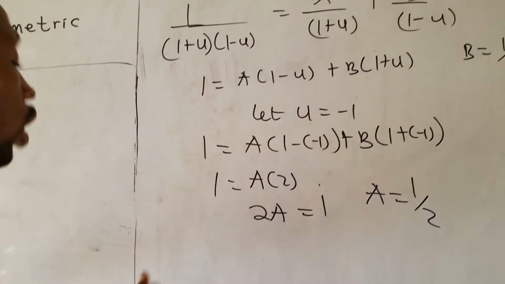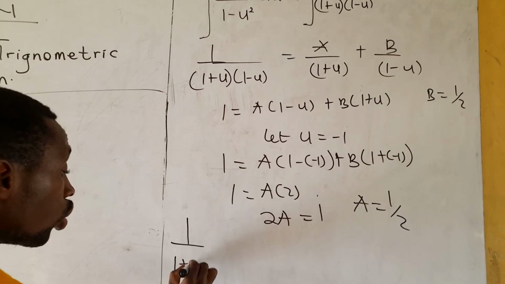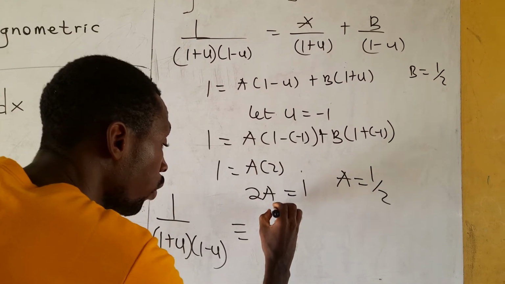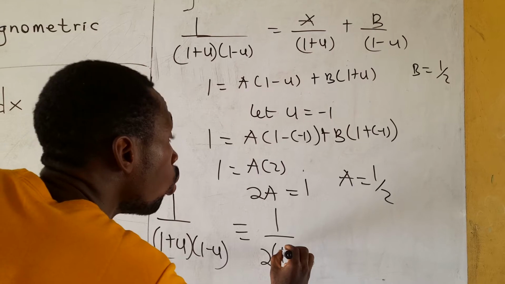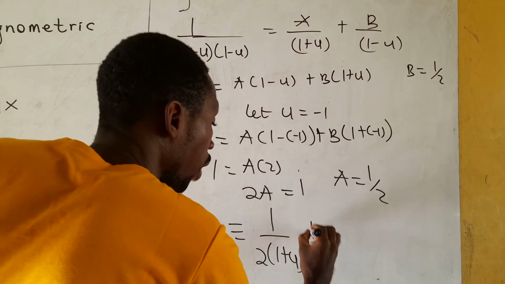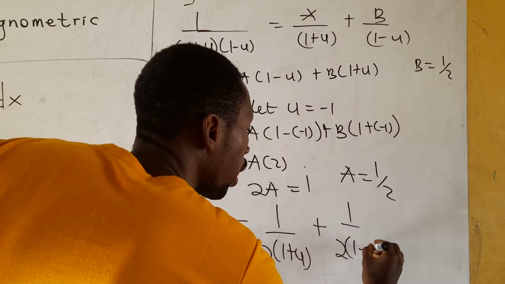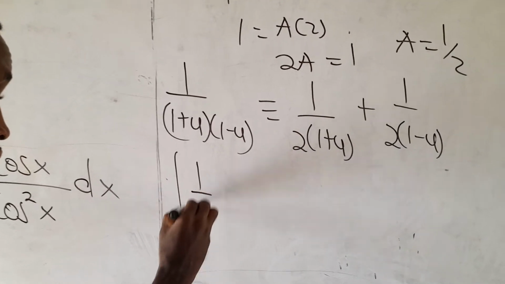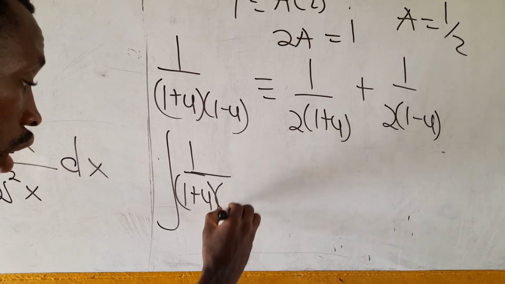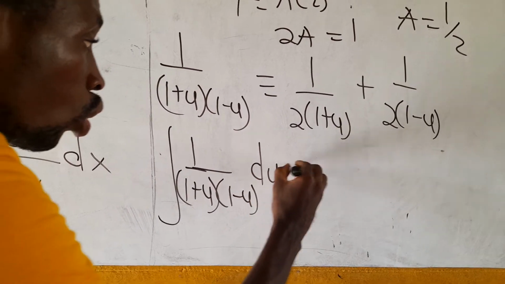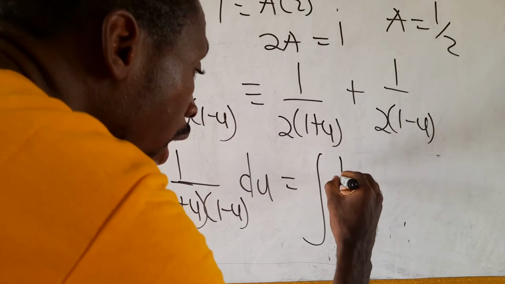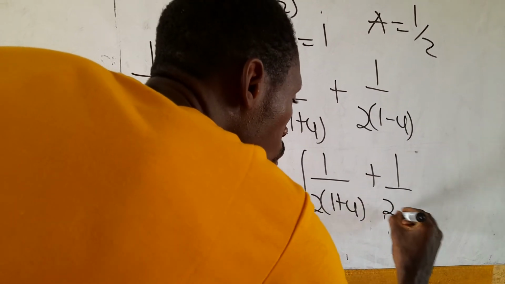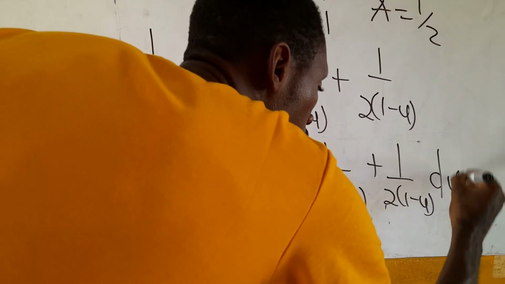So we substitute the value here. We can say that 1 over (1 plus u)(1 minus u) is equivalent to, what's our a? Our a is half. So 1 over 2(1 plus u), our b is also half, plus 1 over 2(1 minus u). So the integral of 1 over (1 plus u)(1 minus u) du will be equal to the integral of 1 over 2(1 plus u) plus 1 over 2(1 minus u) du.